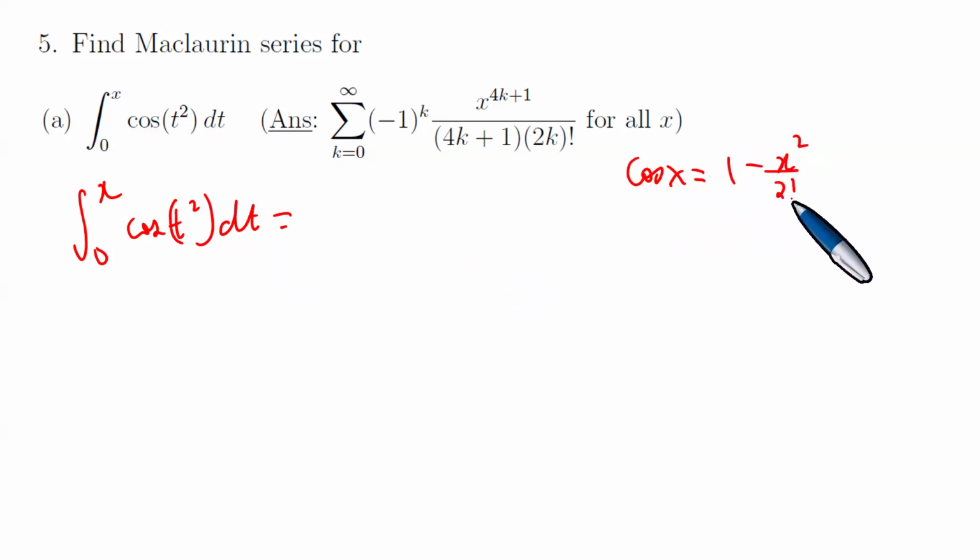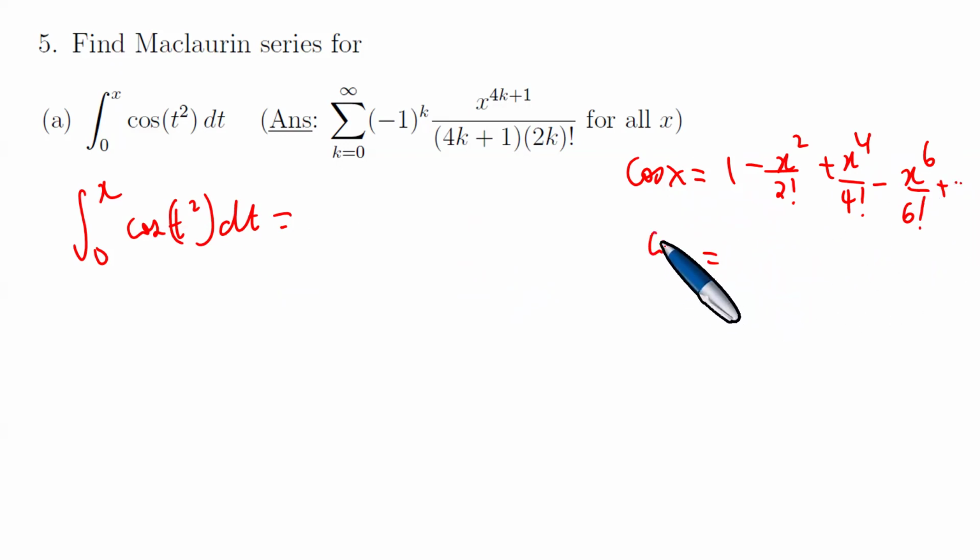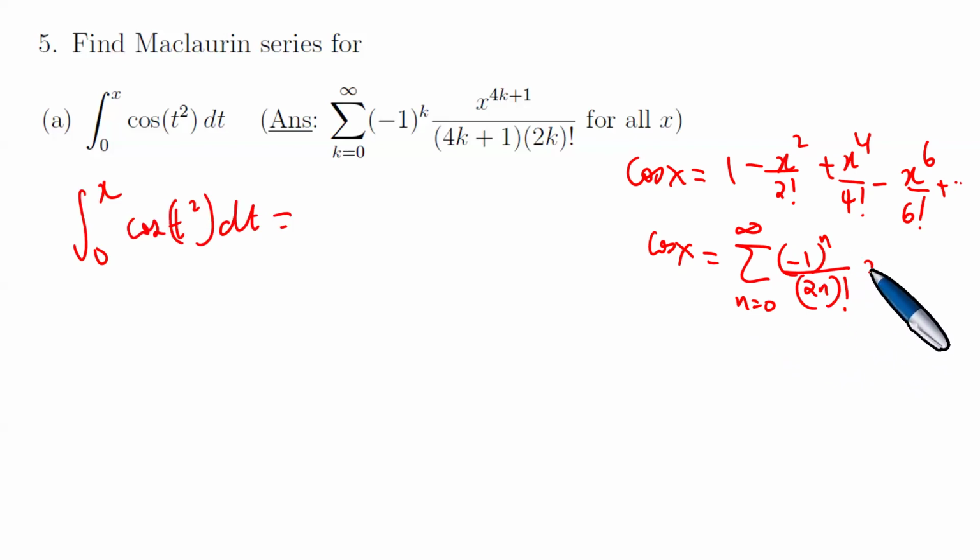1 minus x squared over 2 factorial plus x to the 4th power over 4 factorial minus x to the 6th power over 6 factorial, and so on. But simultaneously, cosine x is exactly the same as the sum from n equals 0, of minus 1 to the n, x to the 2n over 2n factorial. So you already have this, and you can use either of these for the cosine series.